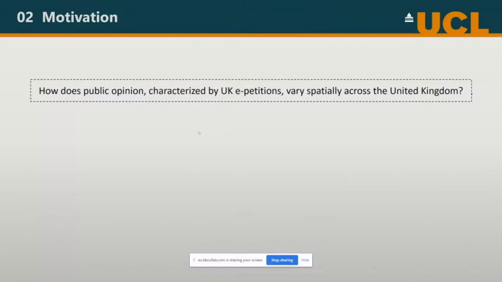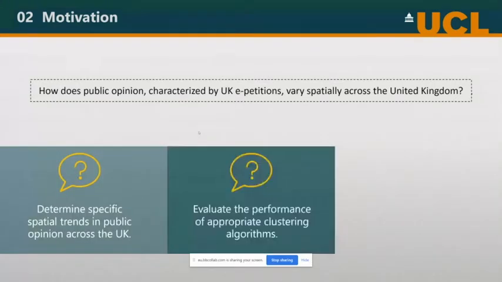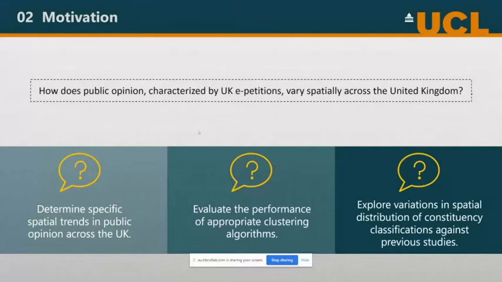That led me on to my research question, which was, how does public opinion characterised by UK e-petitions vary spatially across the United Kingdom? With 3 different aims: to determine the specific spatial trends in public opinion, evaluate the performance of appropriate clustering algorithms, and to explore variations in spatial distribution of constituency classifications against previous studies and against political outcomes like the general election and the Brexit result.